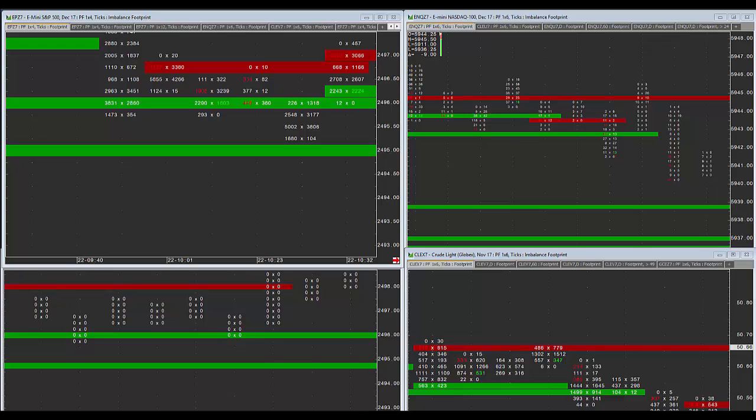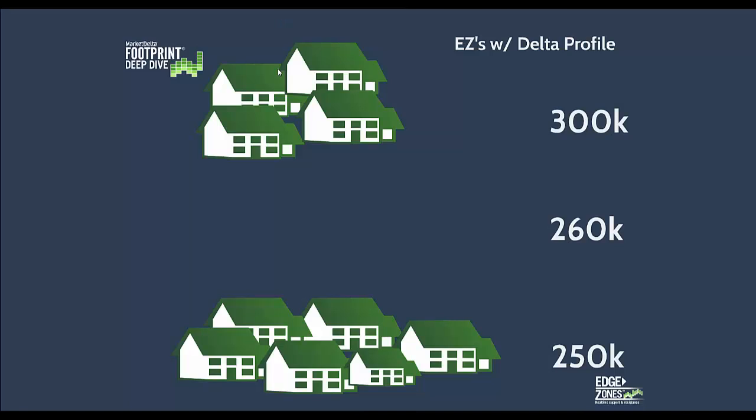One last thing I want to add before we finish up with this video is, do you remember in the last video in the edge zone we had, where the heck is it? We had this slide with the houses, tying in the edge zones with Delta Profile. You should have a little understanding about Delta Profile. We added that early on in this program, even though it's a footprint deep dive. The Delta has obviously something to do with the footprint, and so we added it.